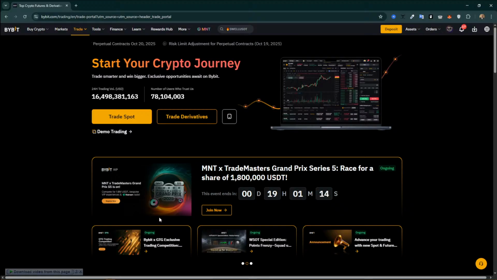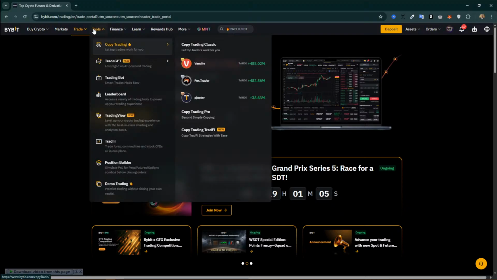Anyways, let's move on to the next one. That was the trading part. Remember, I've looked at each of these one by one. Next one is the tools. So the tools, we have the copy trading tools, the TradingView.